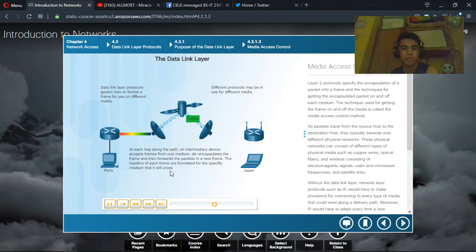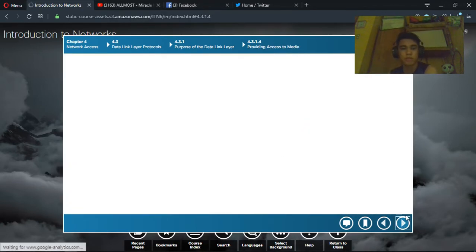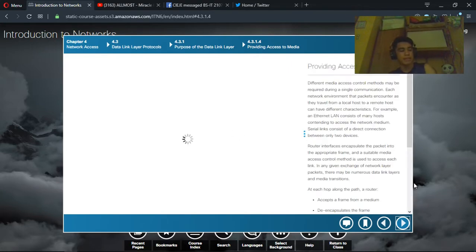Go to the dish, and go to the wireless router. Data link layer protocols govern how to format frames using different media. Each hop along the path, intermediary devices accept frames from one medium and encapsulate the frame, then forward it. Next, providing access to media. Transfer of frames.